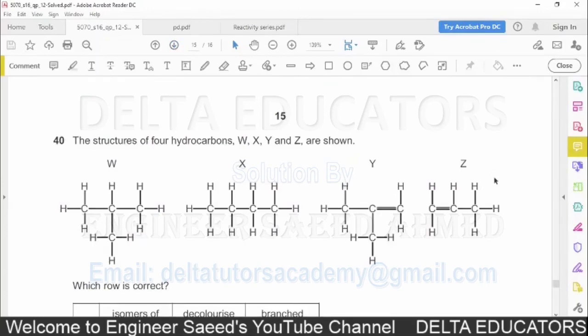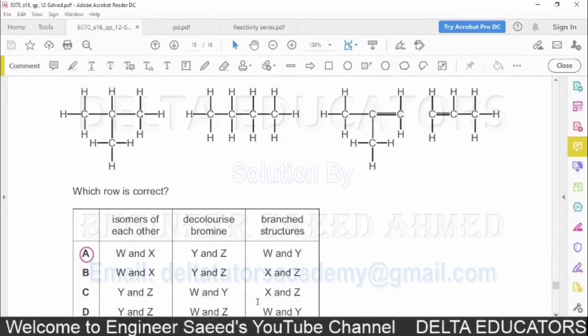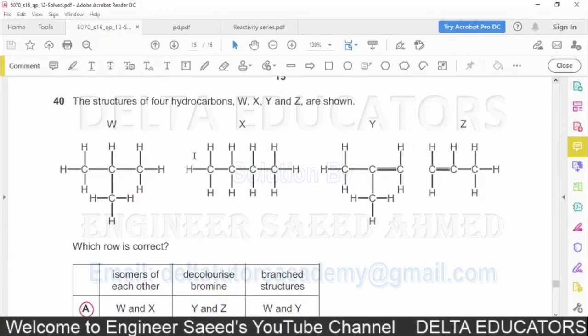Question number 40. The structures of 4 hydrocarbons W, X, Y and Z are shown. Which row is correct? Here we have 3 columns. In the first column, isomers of each other. Isomer means same molecular formula but different structural formula. Now here for W, how many carbon atoms? 1, 2, 3, 4. For X, how many carbon atoms? 1, 2, 3, 4. For Y, how many carbon atoms? 1, 2, 3, 4. But here we have one double bond.